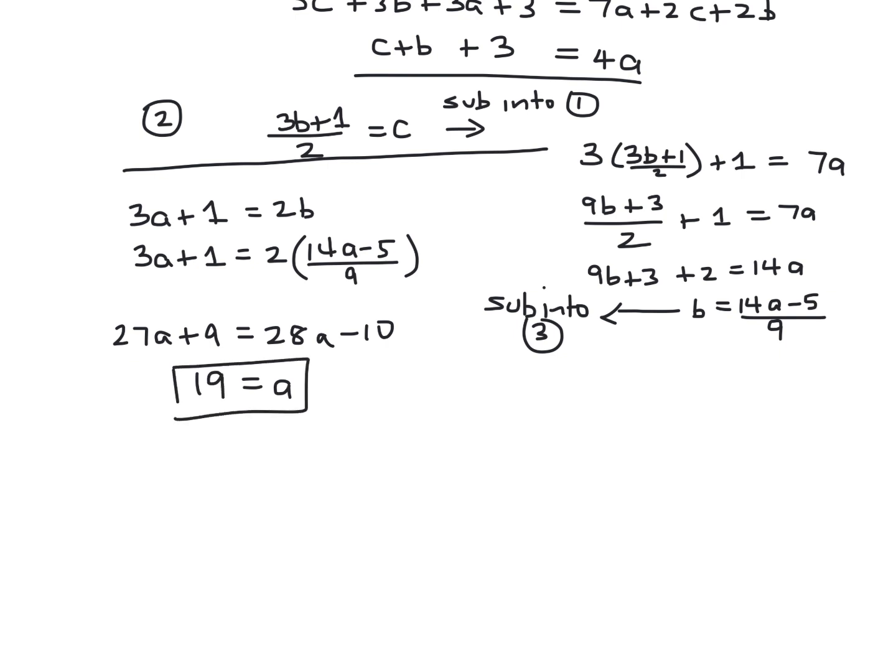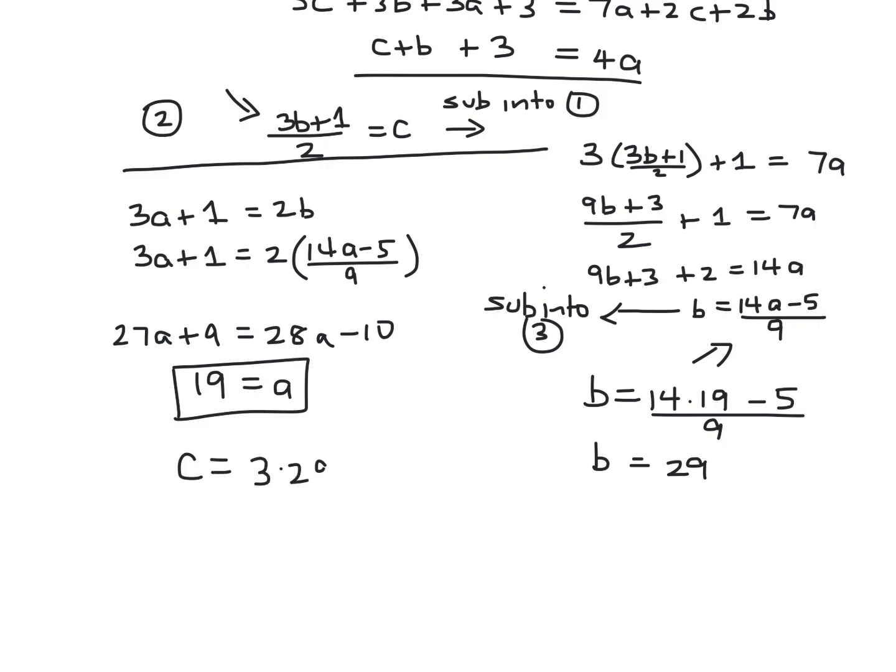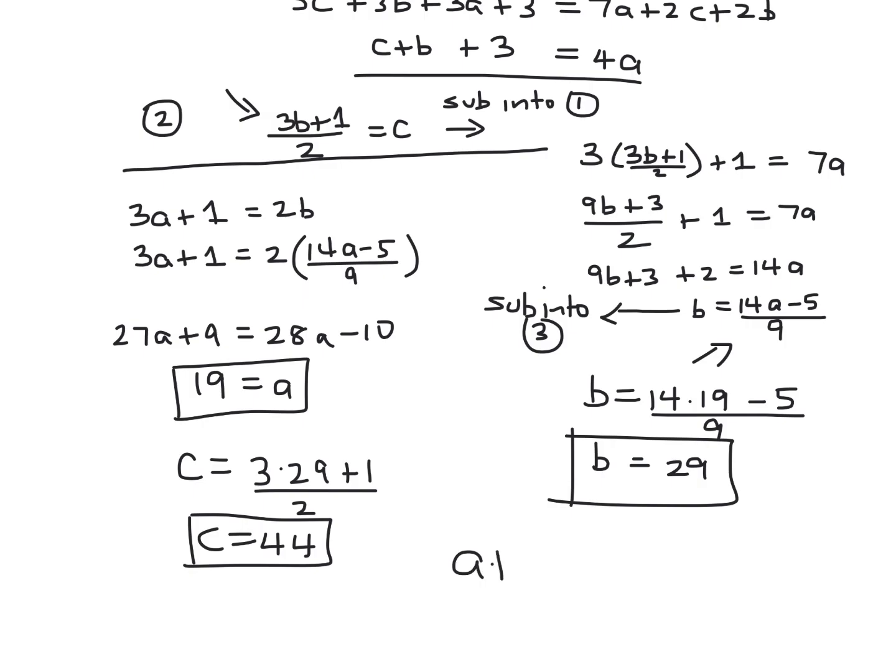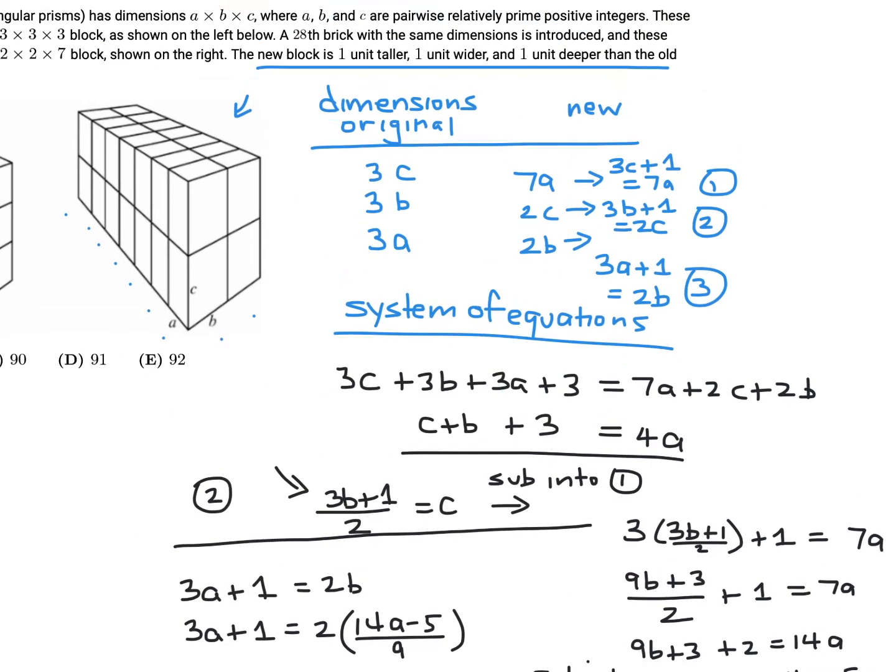All right, great. We got one variable. Plug that a back in: b is equal to (14 times 19 minus 5) over 9. When you crunch out these numbers, you get b is equal to 29. Then finally, substitute that in, and c is equal to (3 times 29 plus 1) over 2, and that is 44. So we got all the variables, and if you recall, we just needed A plus B plus C, and that will be 19 plus 29 plus 44, which is 92. And 92 is the answer, and that would be E.